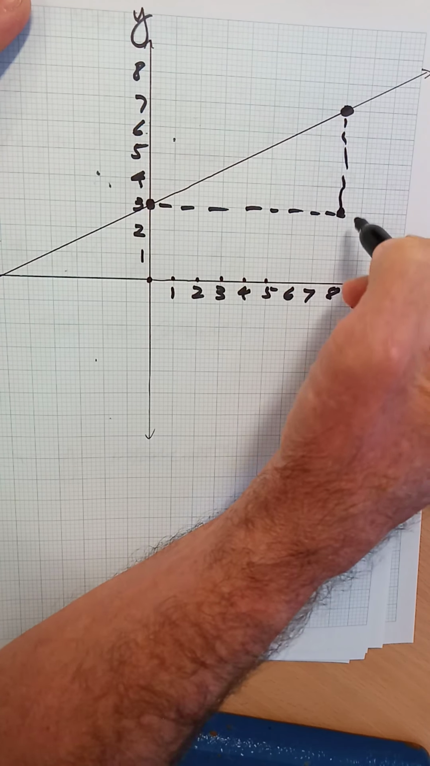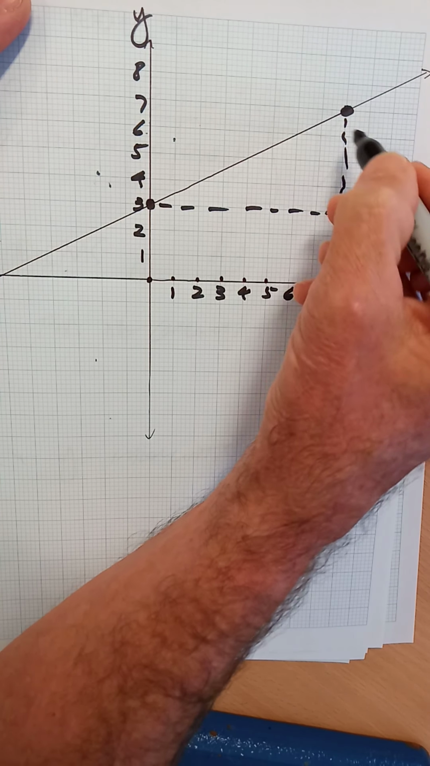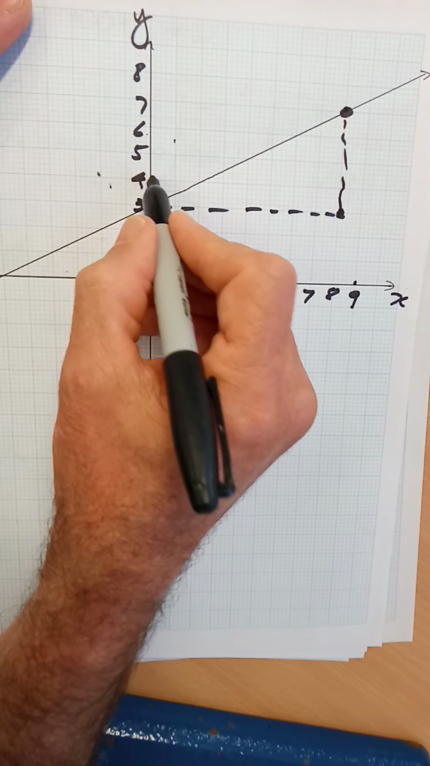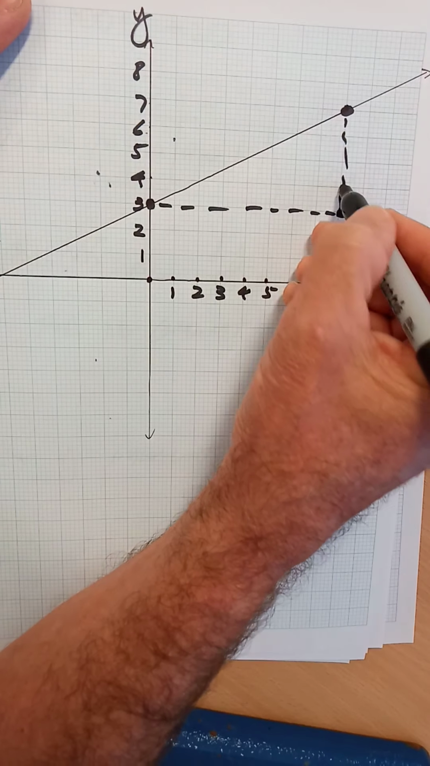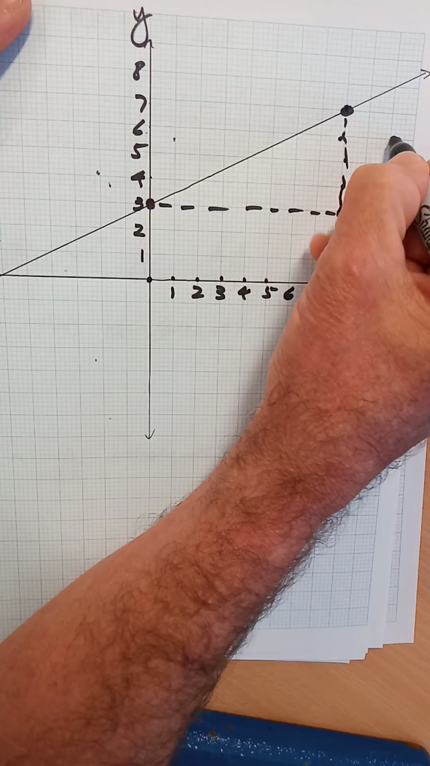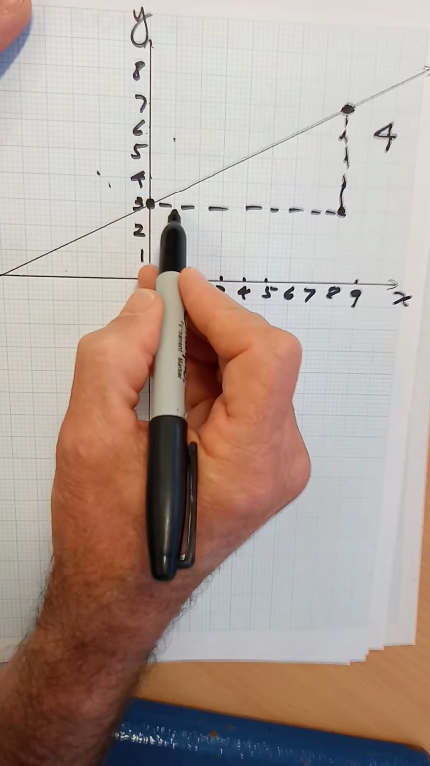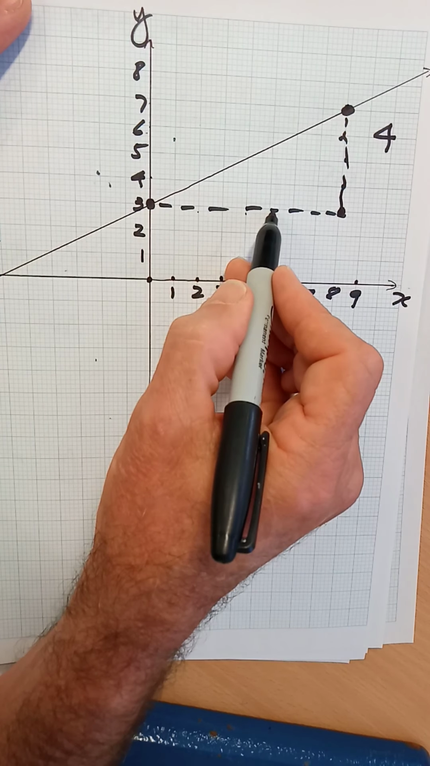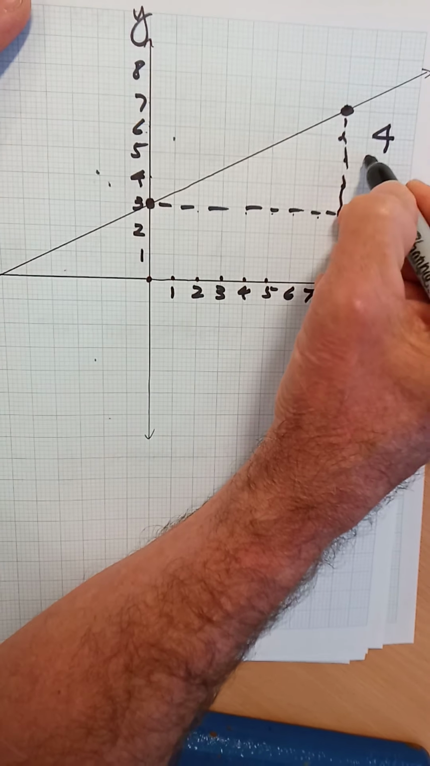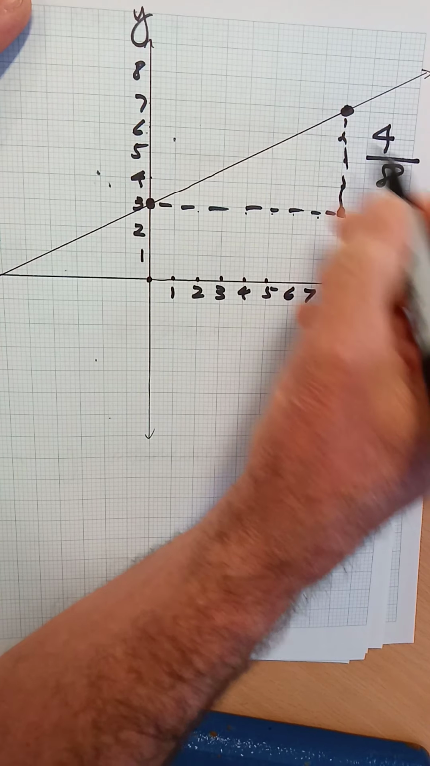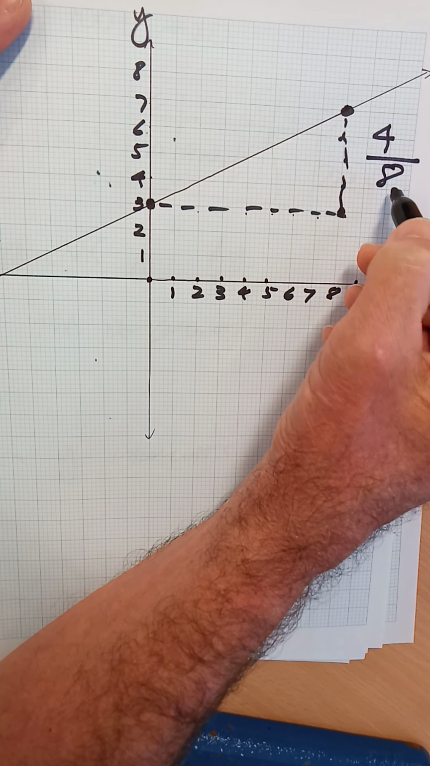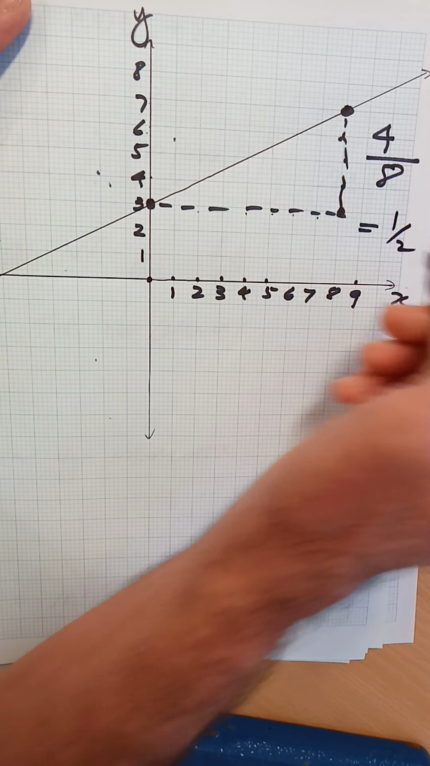So what's the change in y values? To get from here to there is 1, 2, 3, 4. So I go up 4. To go across there, it's 1, 2, 3, 4, 5, 6, 7, 8. So the gradient here would be 4 over 8, or 1/2.